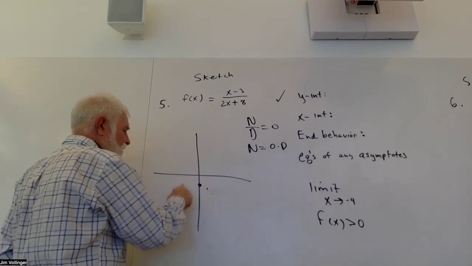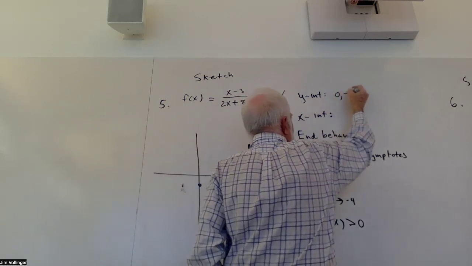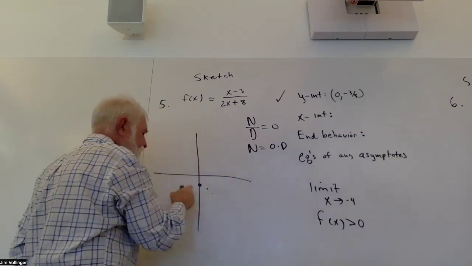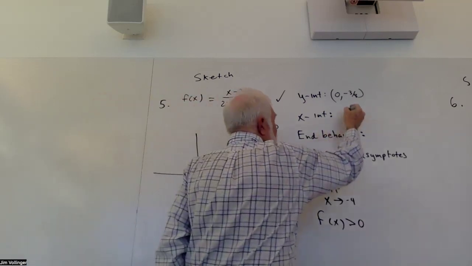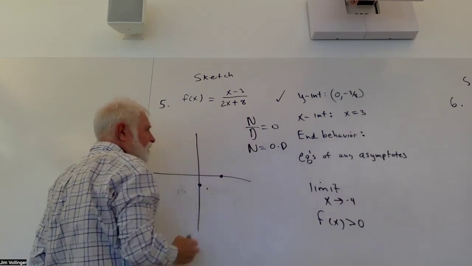I don't know where to hide this. Let's put it over here. 0, -3/8. All right, I'll just put a dot here, right? X-intercept, x equals 3. So that would be about here, maybe.